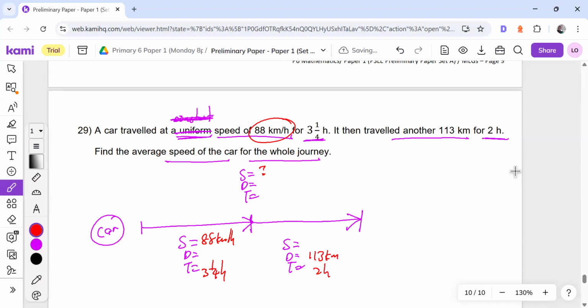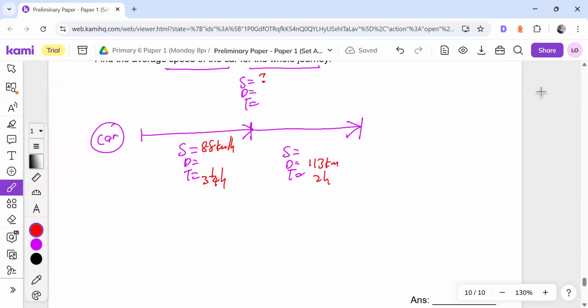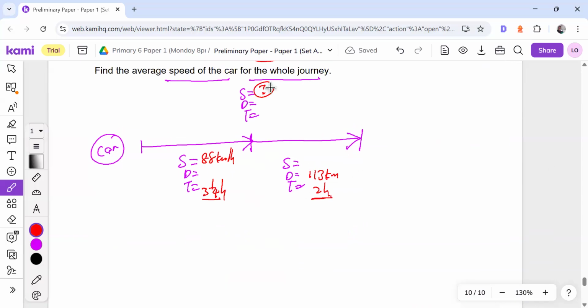All right. So how to do this? Very easy. The model will guide you. After you draw the model already, go and find the missing blanks. So can I find the total time? To find the average speed for the whole journey, you must know the total distance. You must know the total time. If you don't know, cannot find the speed. So what's the total time? Add the fractions together. 3 and 1/4 plus 2 hours. 5 and 1/4 hours. Right?